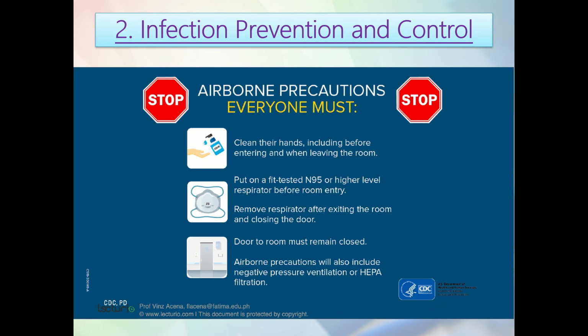So again, if you are going to observe airborne precautions, you must clean your hands, including before entering and when leaving the room. Put on a fit-tested N95 or higher level respirator before room entry. Remove the respirator after exiting the room and closing the door. The door to the room must remain closed, and airborne precautions will also include negative pressure ventilation or HEPA filtration. So these are the guidelines for airborne precautions.